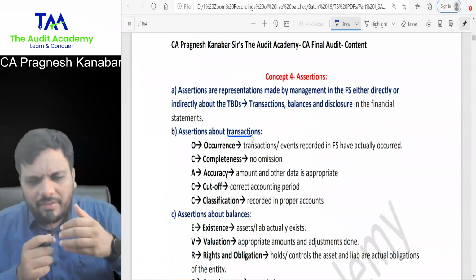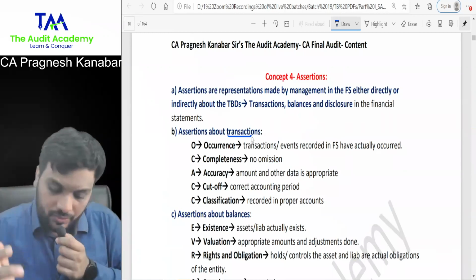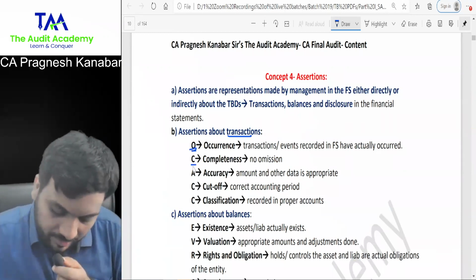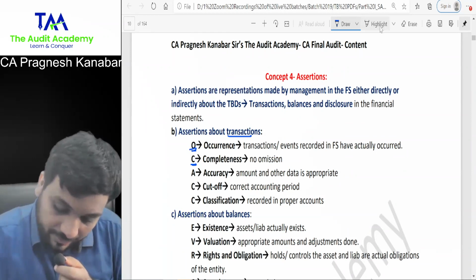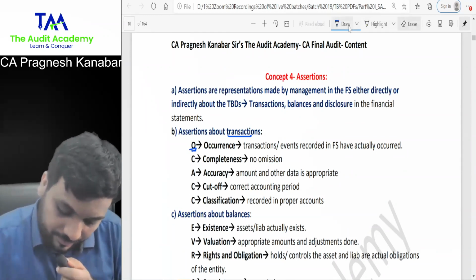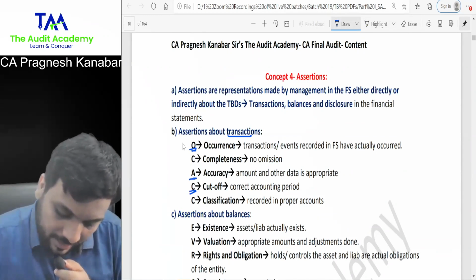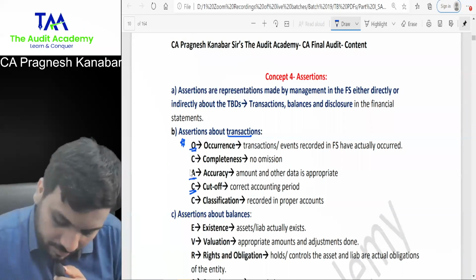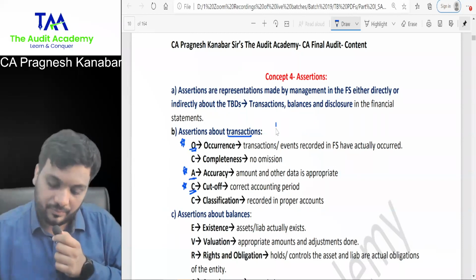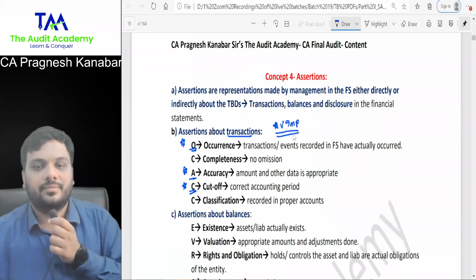Look at this concept number 4, assertion. Assertions are representations made by management in the financial statements, either directly or indirectly, about the transactions, balances, and disclosures. Assertions about transactions. Now, whenever you're verifying any transaction, it is all about OCA: occurrence, cutoff, and accuracy. Can you put a star beside occurrence, accuracy, and cutoff? These are very important for transactions.